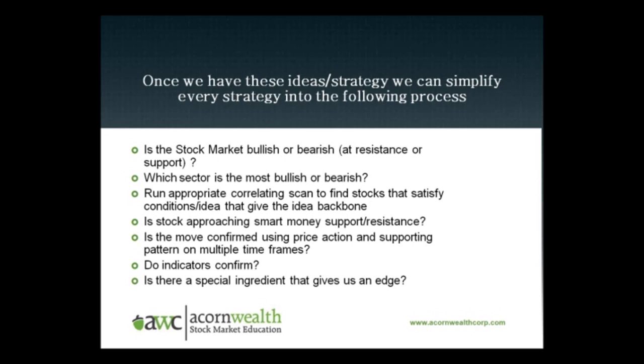We're looking to go bullish on company X, stock XYZ. To do that, we can then run our correlating scan, just like we did now, pick the weakest or strongest sector, and then start looking at the smart money and where the smart money is going. Is the smart money loading up or is it loading out? Then, once we've checked all these boxes, do we have supporting price action patterns? Do the indicators confirm? And are there any special ingredients that give us an edge?